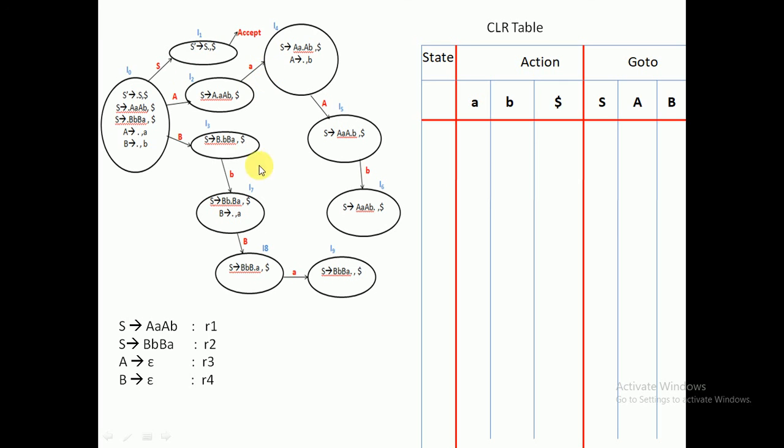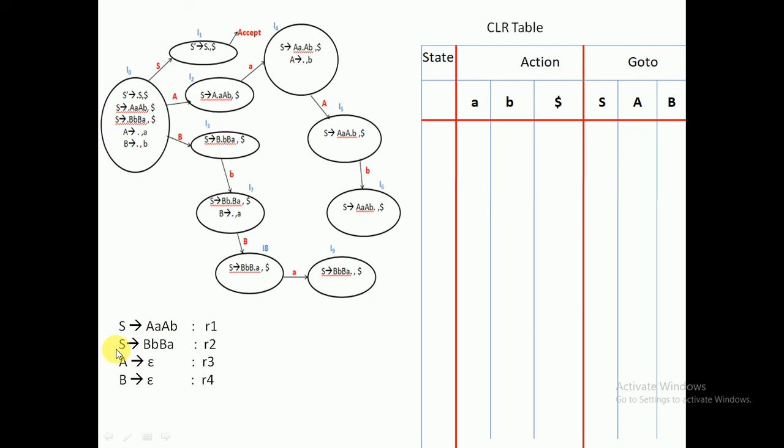Now this is the canonical form. Let us construct the CLR table for this grammar using the LR(1) canonical form. How many terminals are there in this grammar? All lowercase letters are terminals: a, b, and in the second production again a, b is repeated, and the third production derives epsilon only.